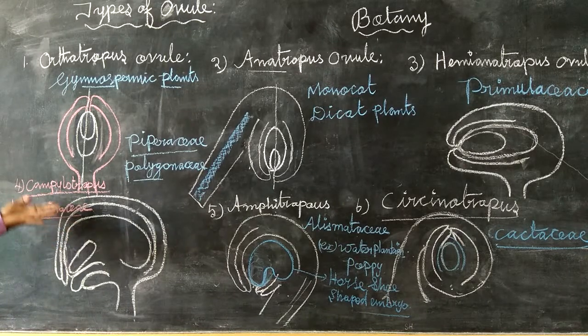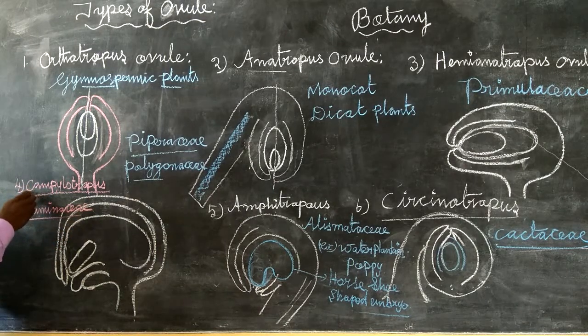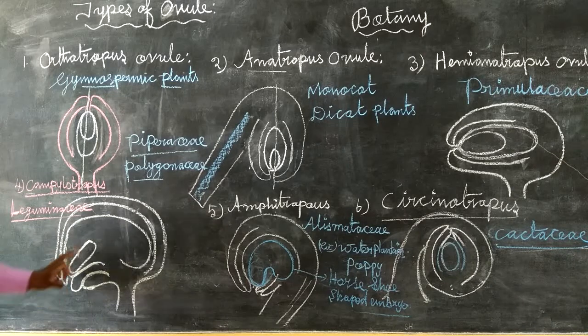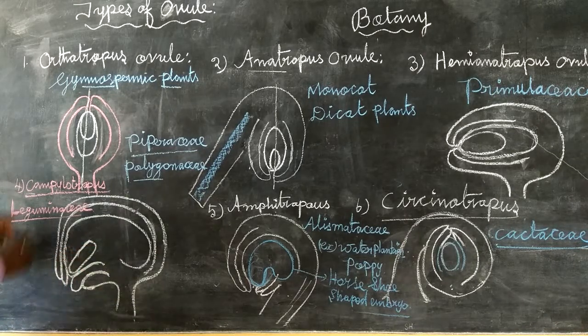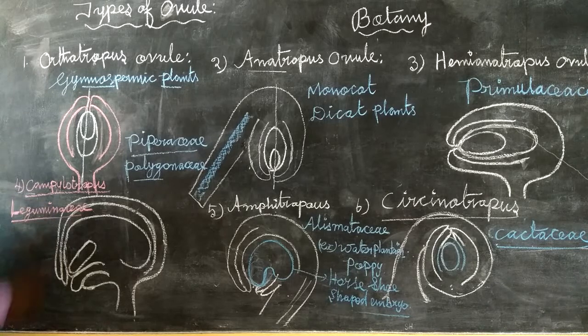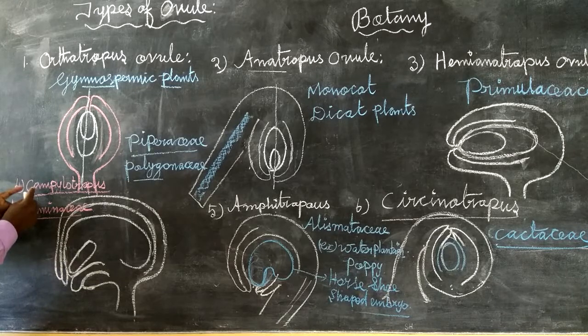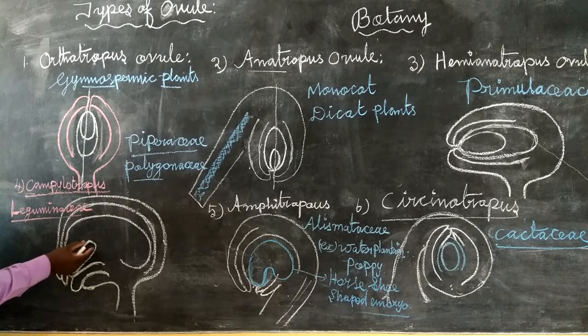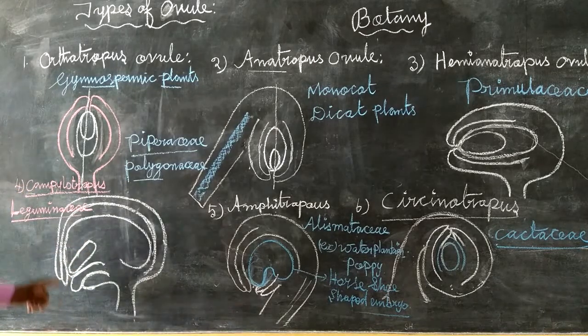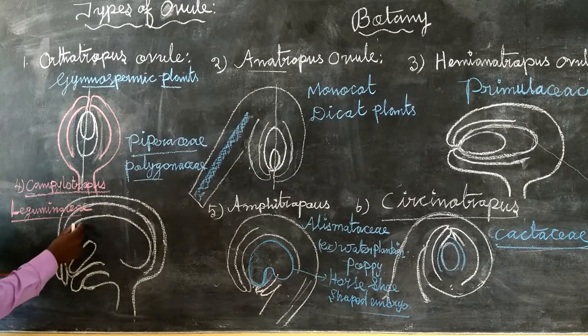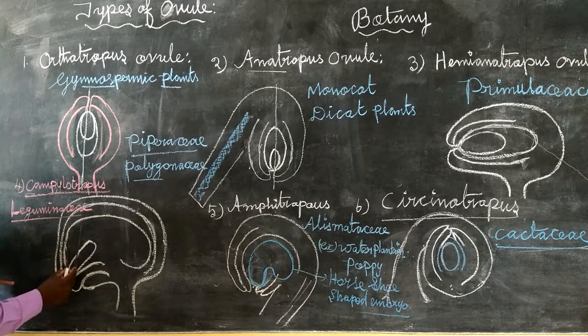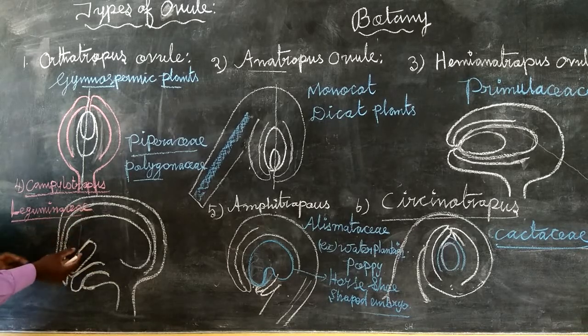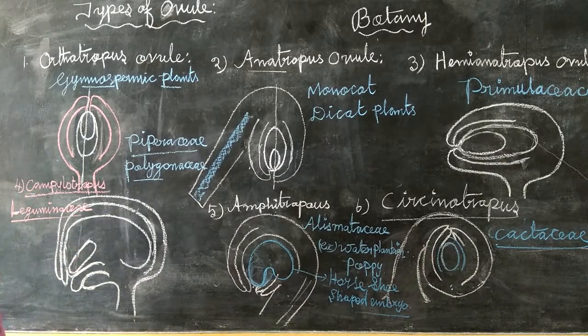Then campylotropous ovule. In campylotropous, C stands for curved. The embryo is slightly curved here. Example: Leguminaceae. Examples will be asked for 1 mark. Campylotropous ovule example: Leguminaceae, and here C stands for curved. The embryo is curved in position. Suppose straight means it should be like this, but it is slightly curved. The embryo is slightly curved, so it is said to be campylotropous.